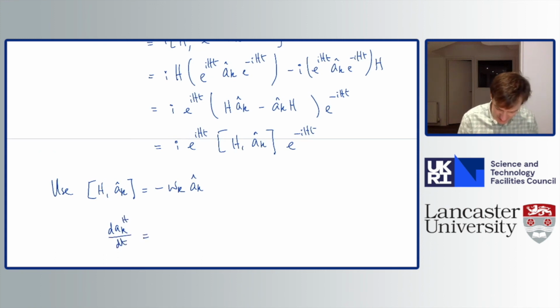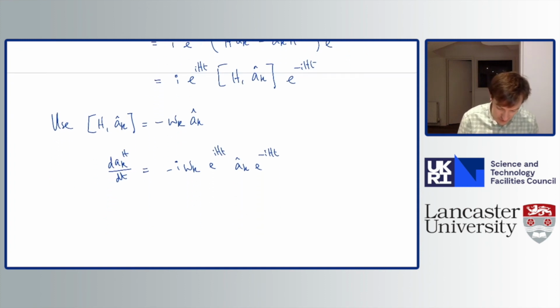equation of motion. So let's take out the minus omega bit. We get minus i omega_k a_k e^{iHt} a_k e^{-iHt}. Now this bit, remember, is the Heisenberg definition of the operator. So we get minus i omega_k a_k Heisenberg. Okay, so we've arrived at a simple equation of motion for our Heisenberg annihilation operator. A simple equation that we know how to solve.